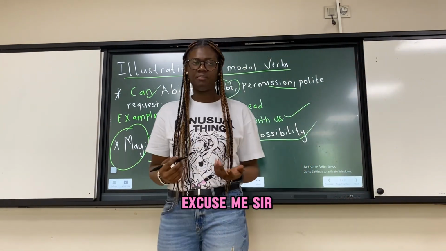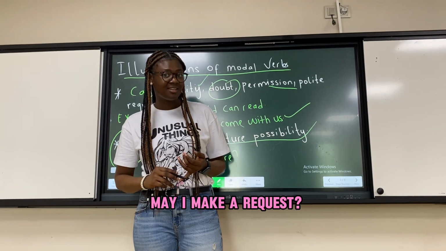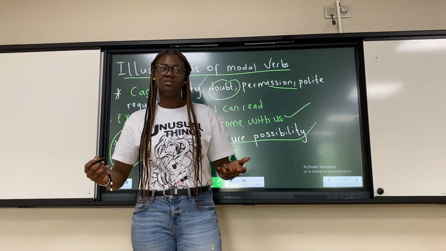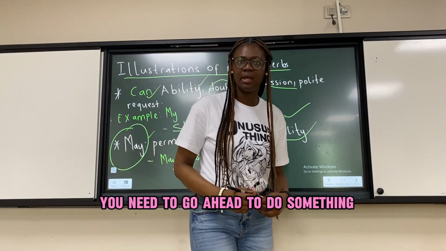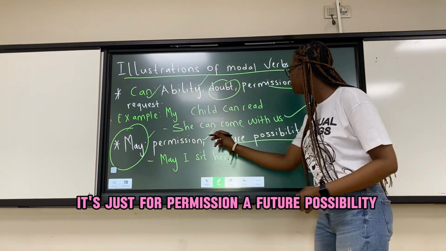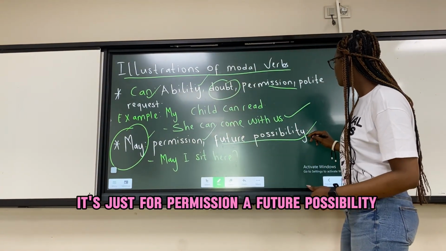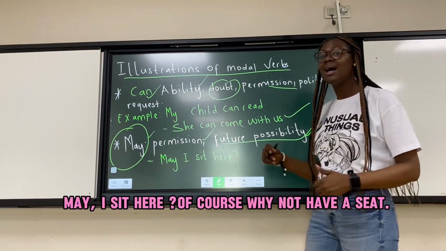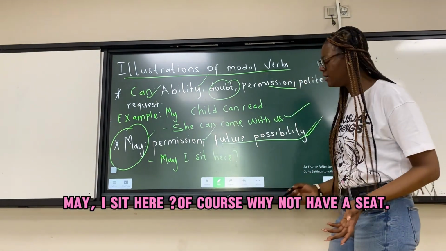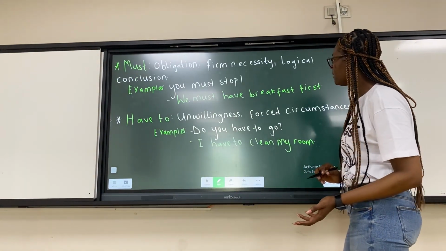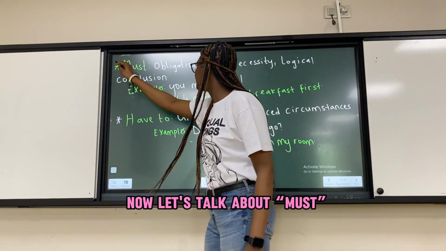Excuse me, sir. May I make a request? You need a permission. You need to go ahead to do something. So that is why we say may is used for permission and future possibility. May I sit here? Of course, why not? Have a seat. Now let's talk about must.